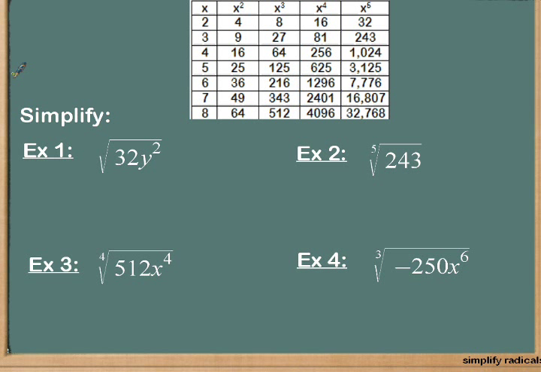Alright, so we have a chart here. We're going to use it to help us, and I'm going to explain to you throughout how we're going to use that chart. I'm going to start you off slow with something you know, like in example 1. We have this 32y squared, and we're finding the square root of it. Remember, if it doesn't have a number inside as an index, it's understood to be a 2.